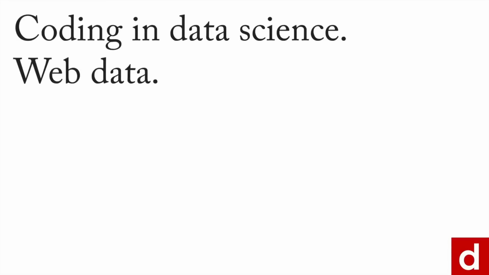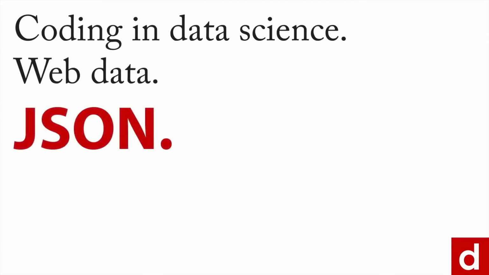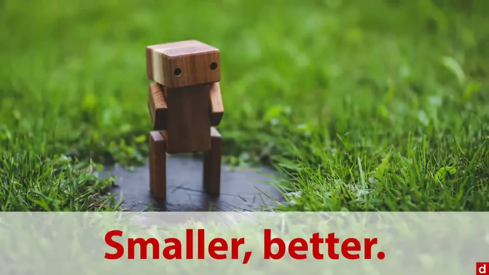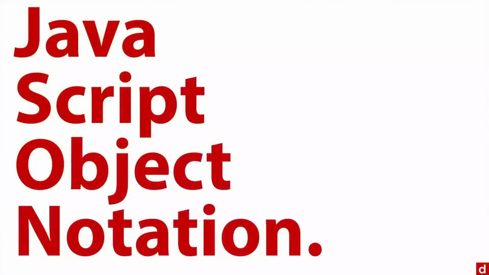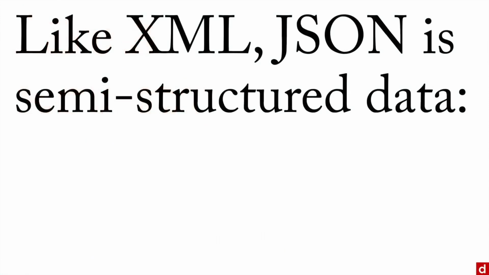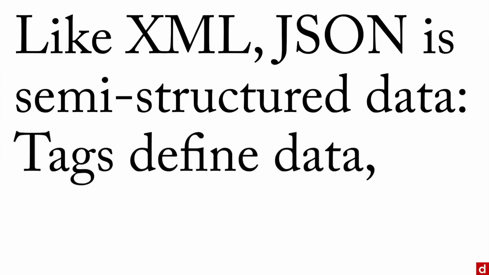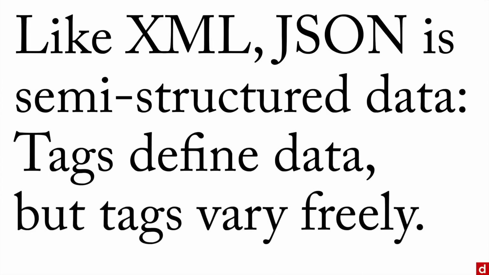The last thing I want to mention about coding and data science and web data is something called JSON. And I like to think of it as a version of smaller is better. Now, what JSON stands for is JavaScript Object Notation, although JavaScript is supposed to be one word. And what it is that like XML, JSON is semi-structured data. That is, you have tags that define the data so the computer knows what each piece of information is. But like XML, the tags can vary freely. And so there's a lot in common between XML and JSON.